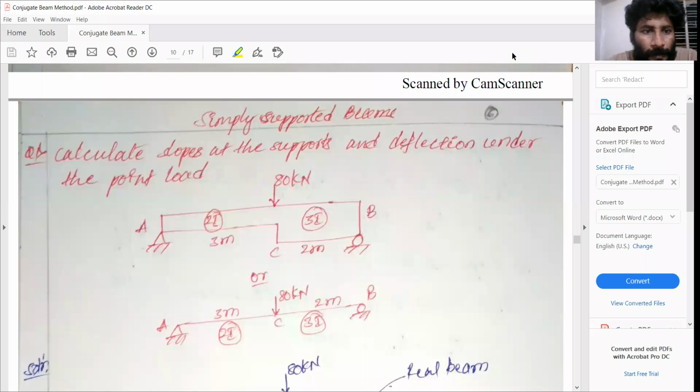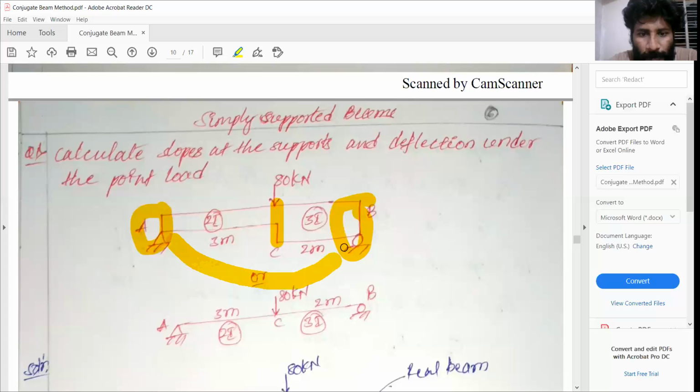Hello everyone. In connection with the previous class, a few more numericals will be discussed here using the conjugate beam method. First, we'll see the first problem on simply supported beams. Calculate the slopes at supports and the deflection under the point load. Slopes at supports means this is one support, the second support is this one, and the deflection under the point load. The deformation will be something like this.